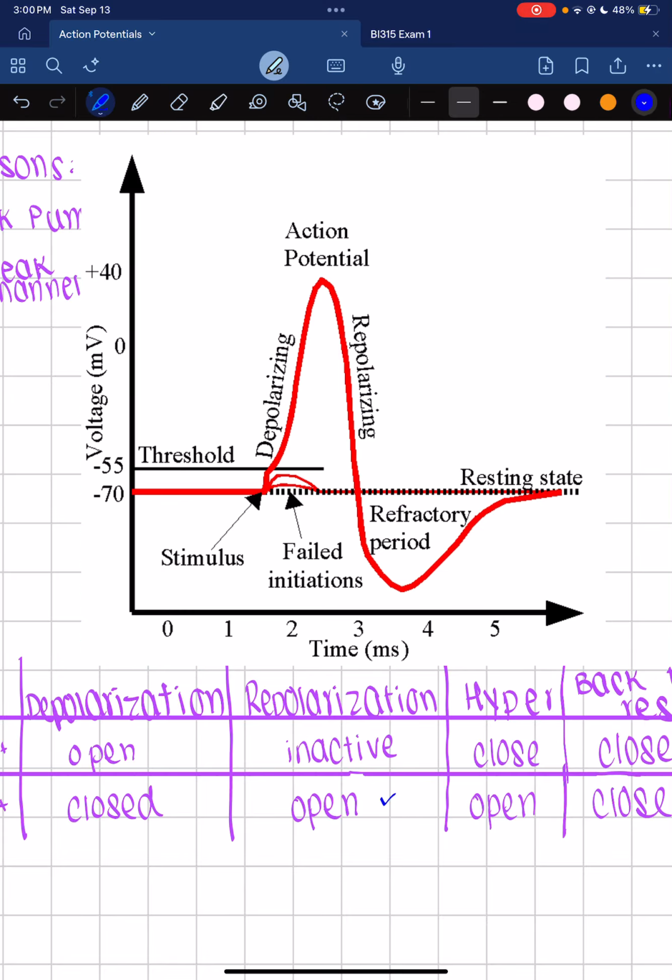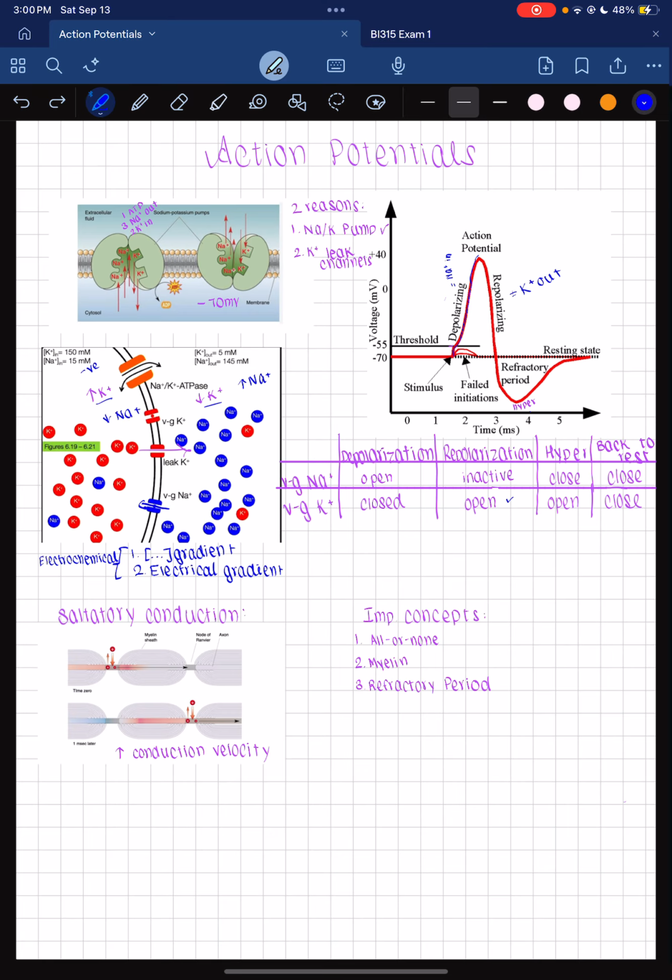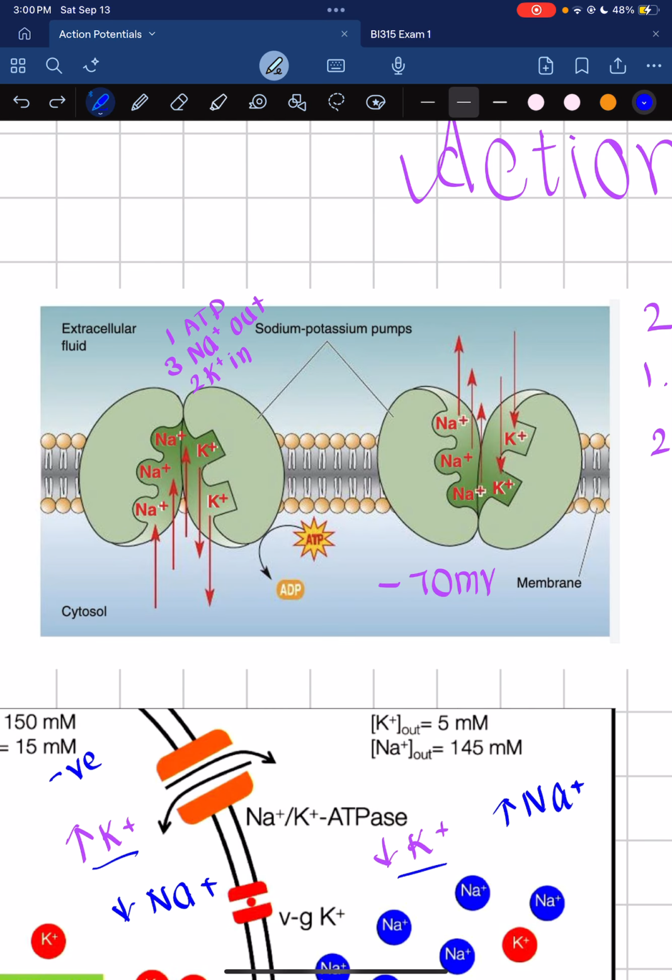Finally, the sodium-potassium pump and the potassium leak channels restore balance. The pump uses ATP to push sodium back out and let potassium back in, while the leak channels let potassium continue to trickle out. Together, they bring the neuron back to its stable resting potential of negative 70 millivolts, ready for the next action potential.